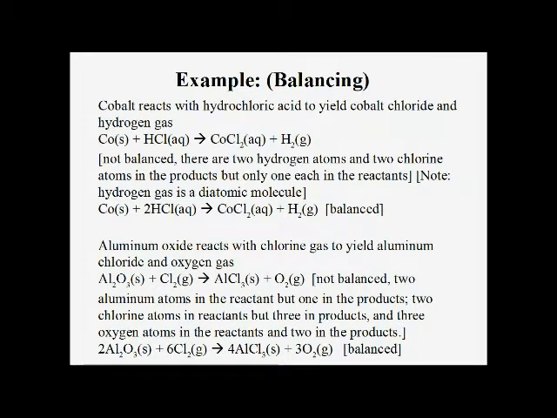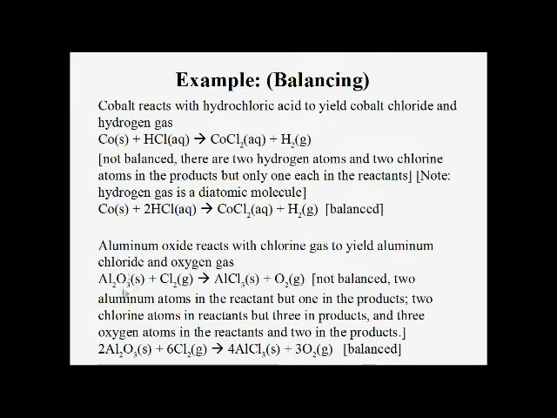So if we take that chlorine, there's 2 on the left, 3 on the right. So 2 cannot divide into 3. 3 cannot divide into 2, so we go for the common factor. 2 times 3 equals 6. So if we do that, we would put a 2 in front of the aluminum chloride and a 3 in front of the chlorine. Do a similar process with the oxygen.